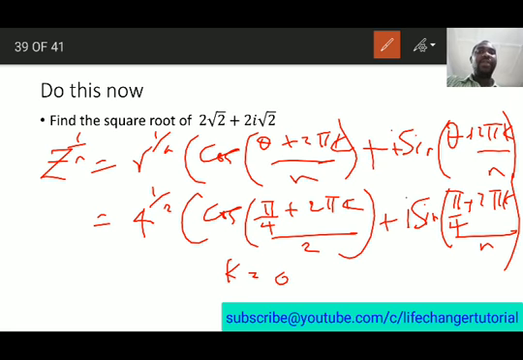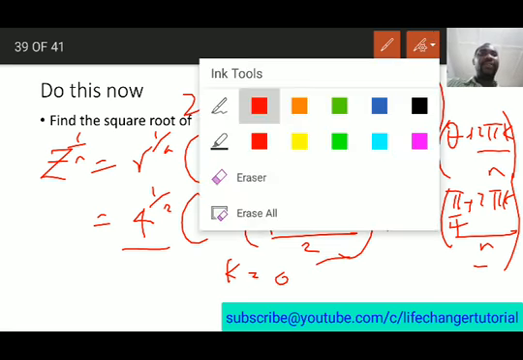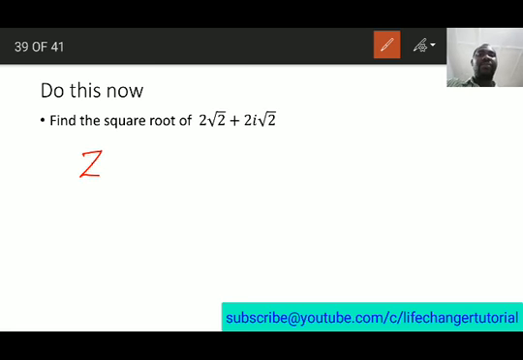Now, if I substitute k equal to 0, square root of 4 is 2 already. So this will be 2 into cos. Now, look at this. If this k here is 0, 2 pi times 0 is 0. So I'll be left with pi over 4 divided by 2, and pi over 4 divided by 2 means pi over 8. Now, plus i sine, whatever I get here is the same thing I get here, which is i sine pi over 8. Let's write that again. So we just got that my z, the square root, is equal to 2 into cos pi over 8 plus i sine pi over 8.